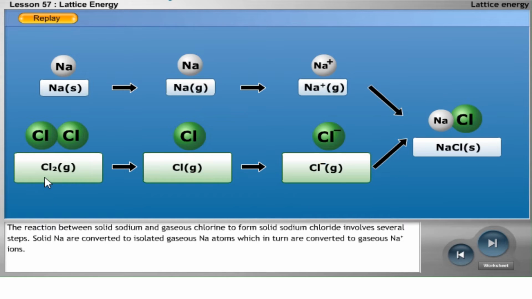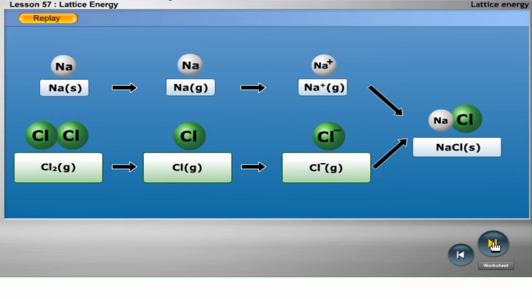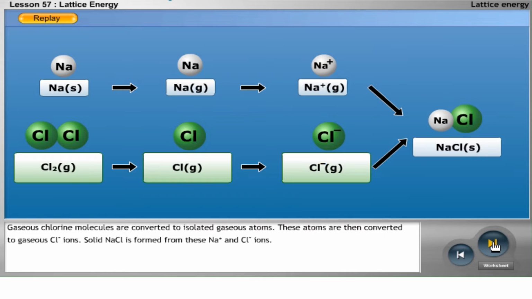It will also happen to chlorine. From chlorine gas as a molecule to chlorine gas as an atom, and then it forms the chloride ion. Gaseous chlorine molecules are converted to isolated gaseous atoms. These atoms are then converted to the gaseous chloride ion. Solid sodium chloride is formed from this sodium ion and chloride ion.